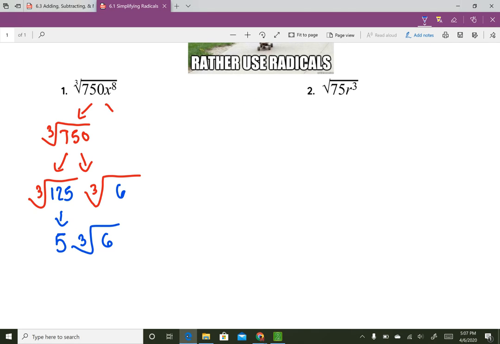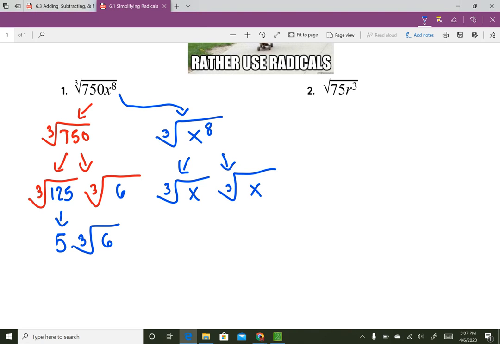I'm going to get this out a little further so we can see. So we split this up into the cube root of x to the eighth. Now we want to deal with the x to the eighth. We're going to do something similar here. What I want you to think about is, where did x to the eighth come from? We're trying to split this up, kind of like we did with the numbers, into x to the something and x to the something, where if we multiply these two radicals, it will get us back to x to the eighth.